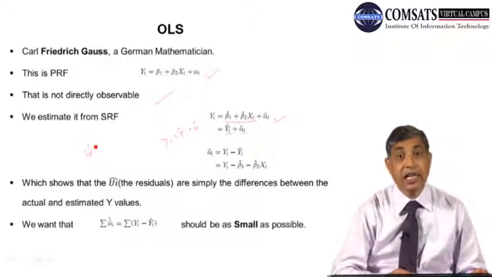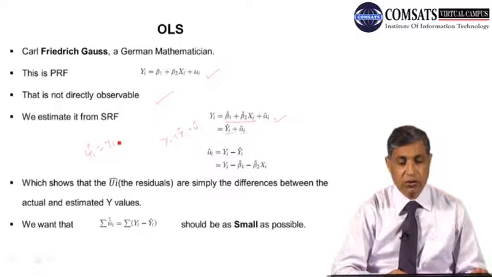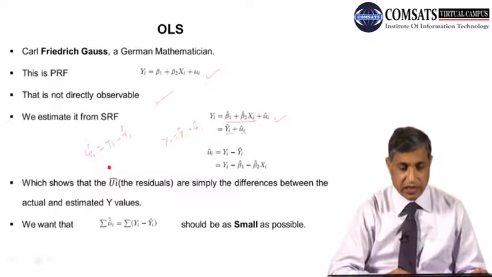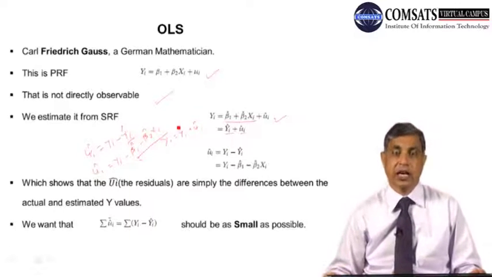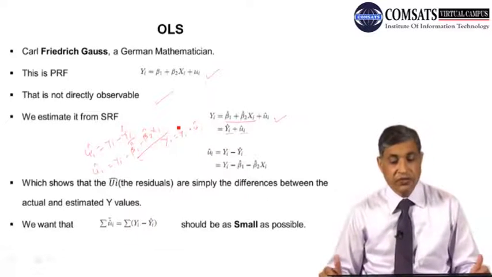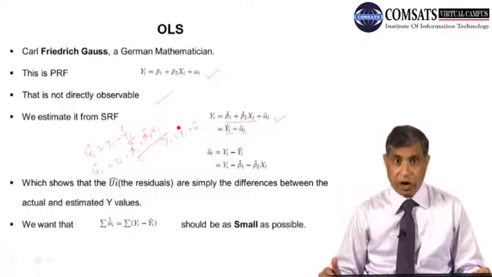Now u_i hat, that is the unexplained variation, and it is equal to the original value minus what we have estimated. So u_i hat equals y_i minus beta 1 hat minus beta 2 hat x_i. What this means is that I have just replaced this y_i hat by this one, because this is the explained or estimated proportion, which shows that the residuals u_i are simply the difference between the actual and the estimated y values. What is our purpose now?